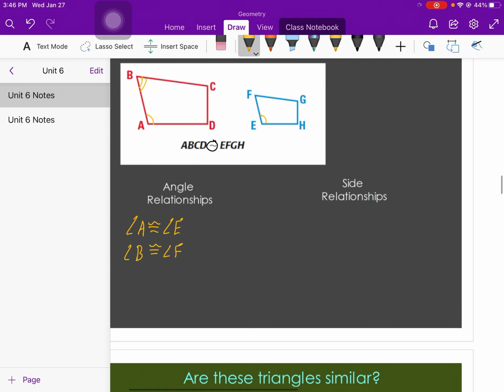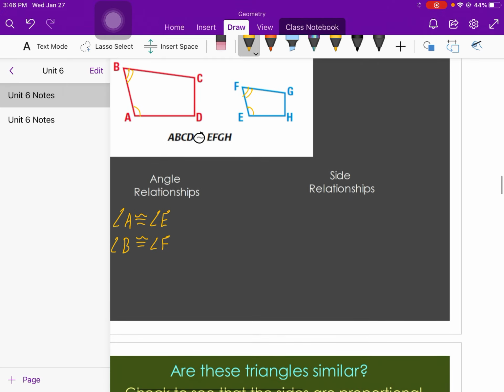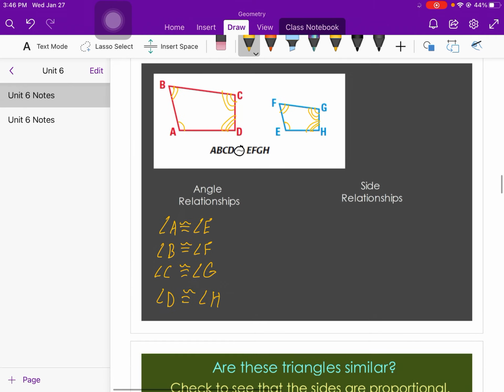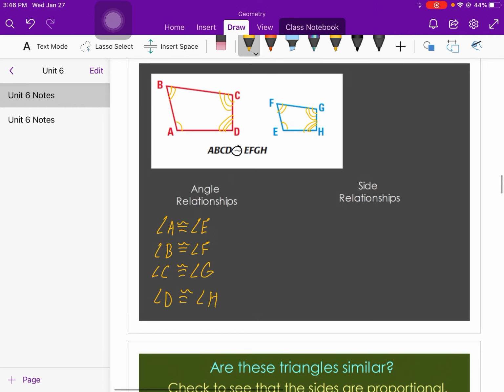Those are in the same spot, top left corner. They look identical. We got angle C is congruent to angle G. And lastly, we have angle D is congruent to angle H. This would be true for any kind of shape where the angles stay the same. But notice the sides are definitely not the same. It's not the same size. The first figure, ABCD, is definitely bigger than the second.